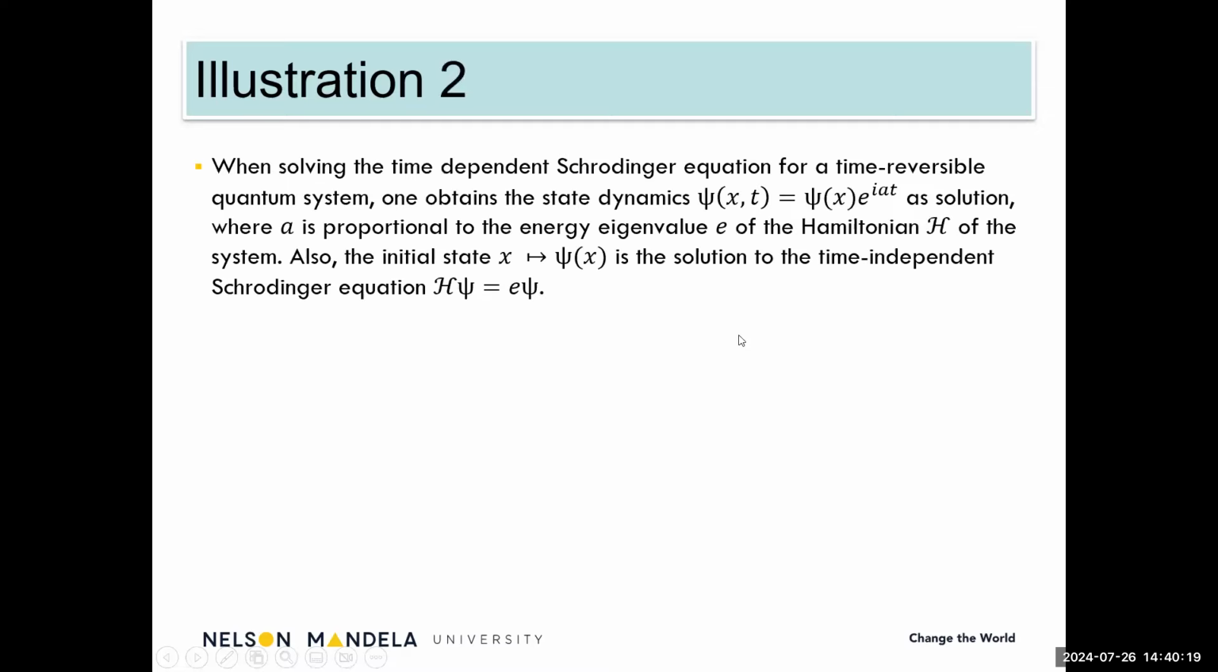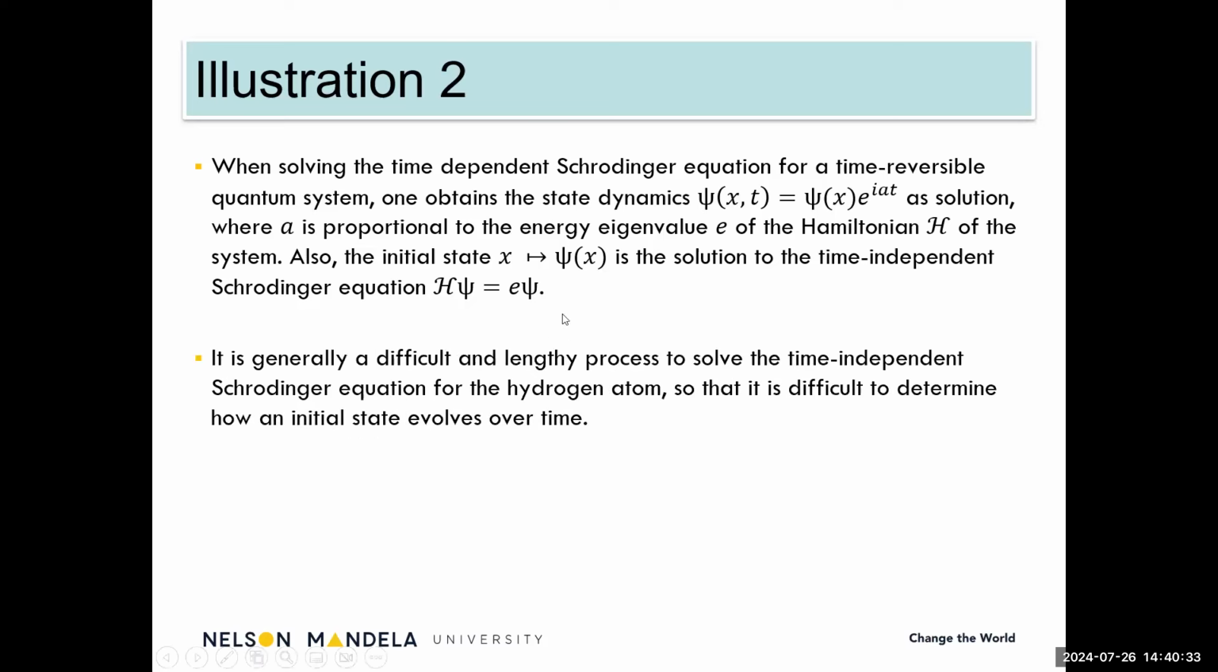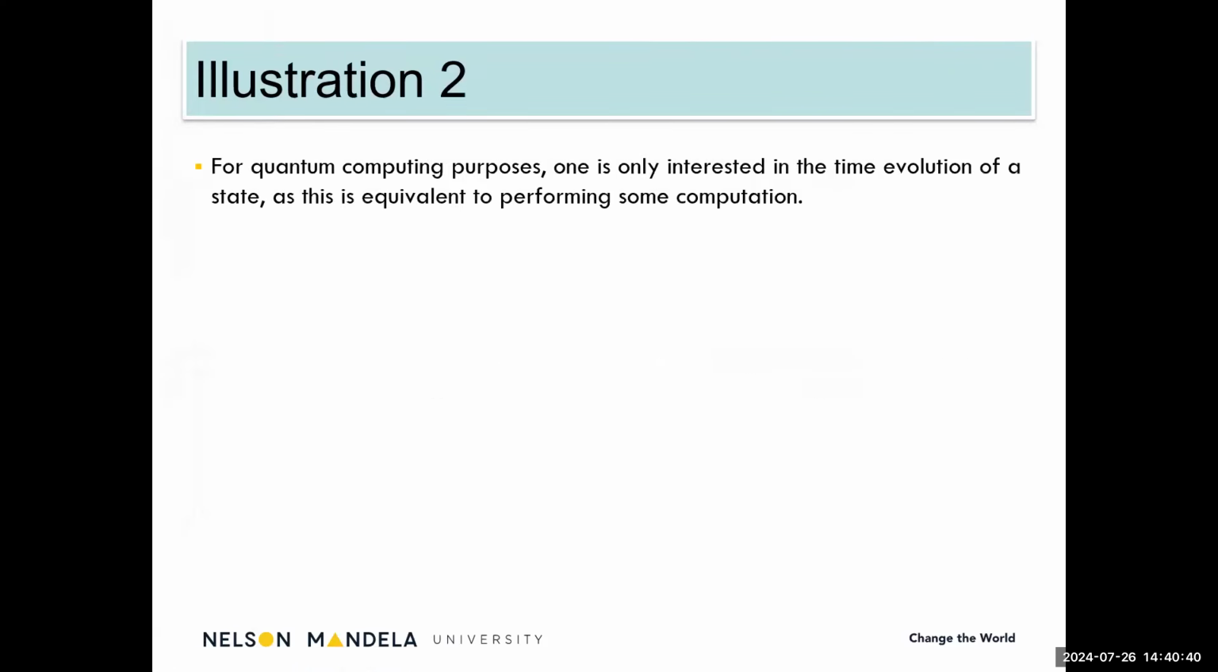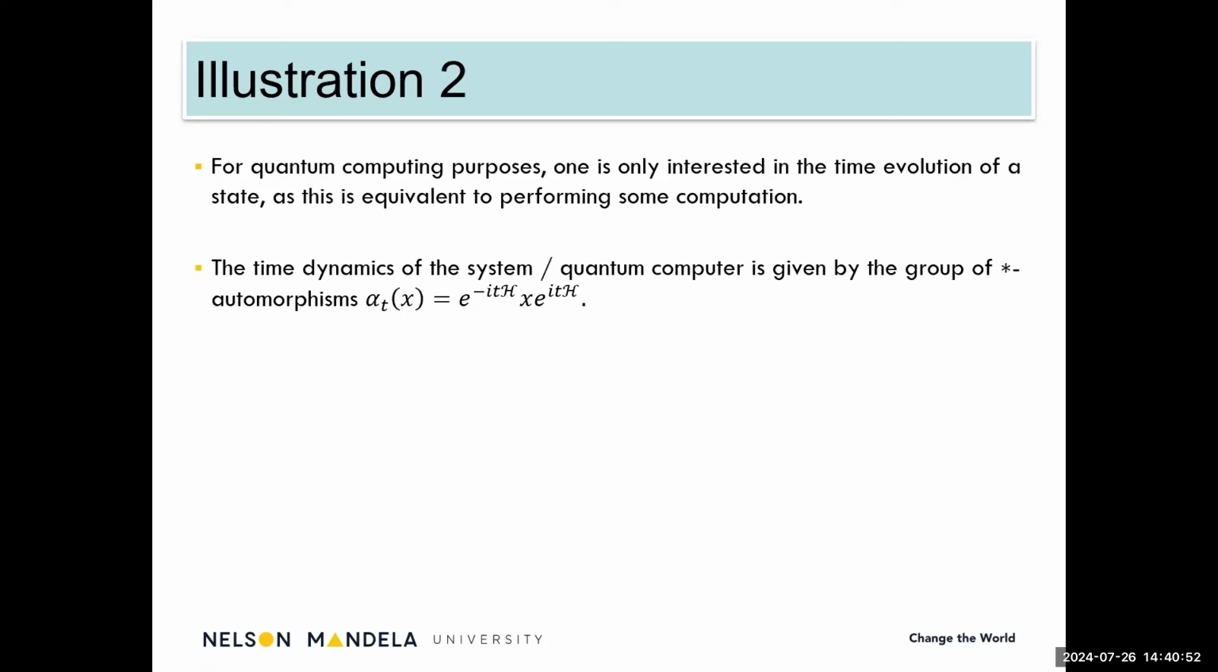As a second illustration, when solving the time-dependent Schrödinger equation, one generally finds it can be very, very difficult even to solve that equation in some cases. So that's now especially the time-independent one. That can be a lengthy process even for the hydrogen atom. So for quantum purposes, one is really interested in the time evolution of a state, as this is equivalent to performing some computation. Very often that happens.